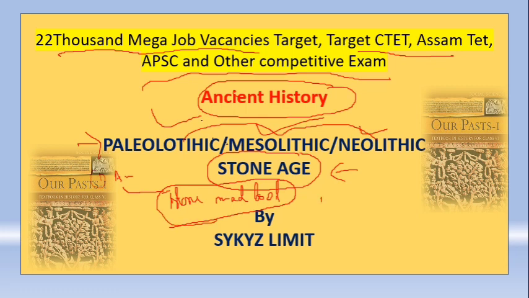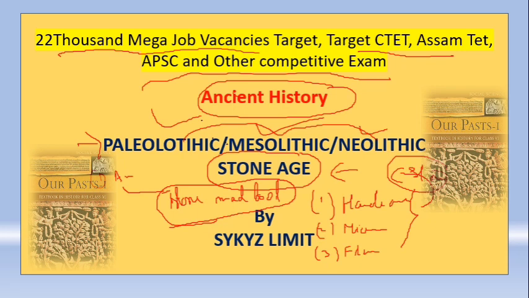Some examples are the hand axe, number 2 microliths, number 3 flakes. Whatever tools they were using for hunting and gathering, all these were made from stone. Due to these reasons we regard it as the Stone Age. So we'll be discussing these things inside. We'll start with our topic.